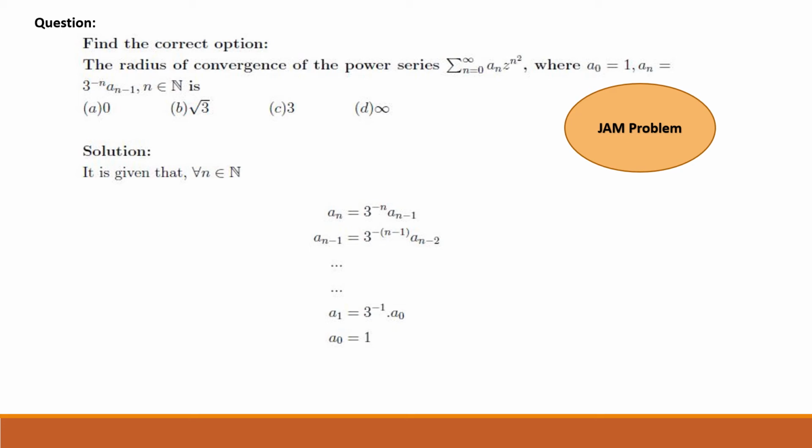For the solution, it is given that for n belonging to the natural numbers, a n equals 3 to the power minus n into a n minus 1. Now, it is a recurrence relation, so instead of n, just put n minus 1. Okay, so that is a n minus 1 equals 3 to the power minus (n minus 1) into a n minus 2, and so on. So a1 equals 3 to the power minus 1 into a0, and a0 equals 1.